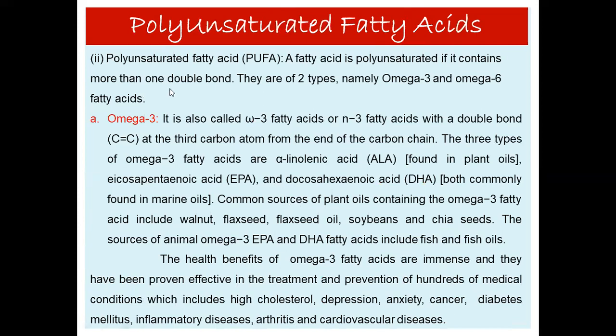Next we'll see what polyunsaturated fatty acids are. The concept is very simple. A fatty acid is polyunsaturated when it contains more than one double bond. They are of two types, namely omega-3 and omega-6 fatty acids. It is called omega-3 or N3 fatty acid with a double bond at the third carbon atom from the end of the carbon chain. The three types of omega-3 acids are alpha-linolenic acid, which is found in plant oils, eicosapentaenoic acid, and docosahexaenoic acid, both commonly found in marine oils.